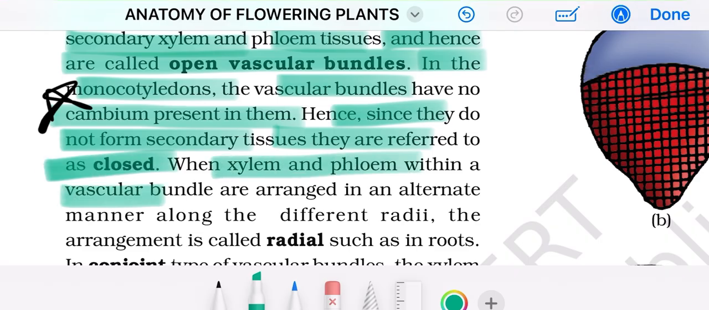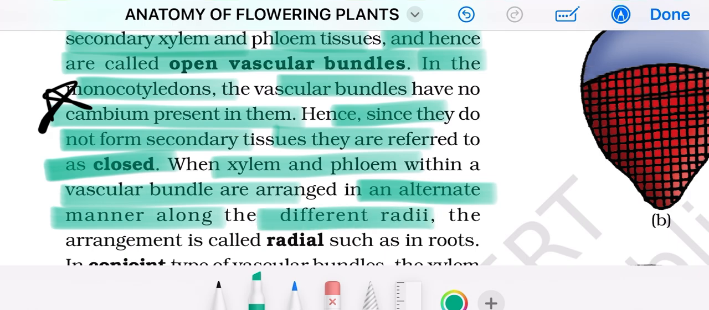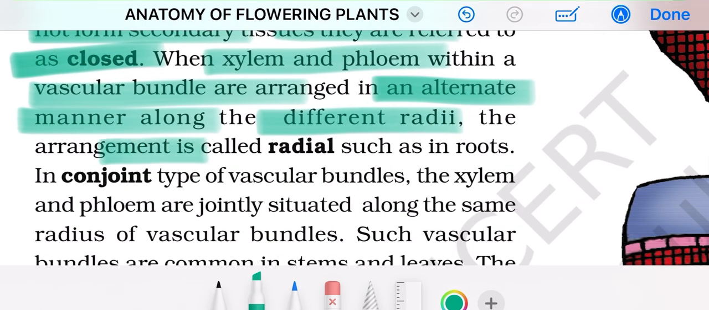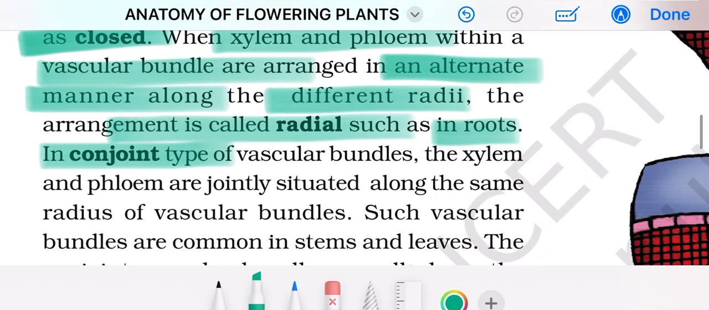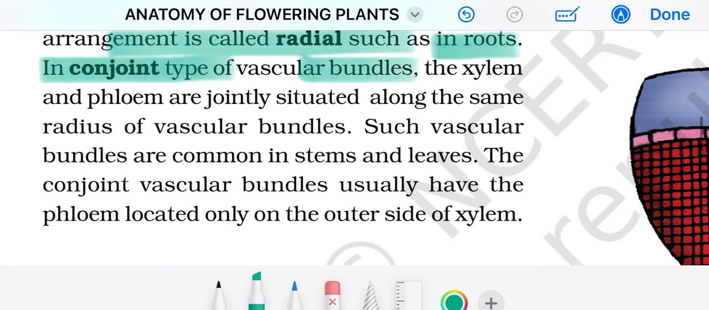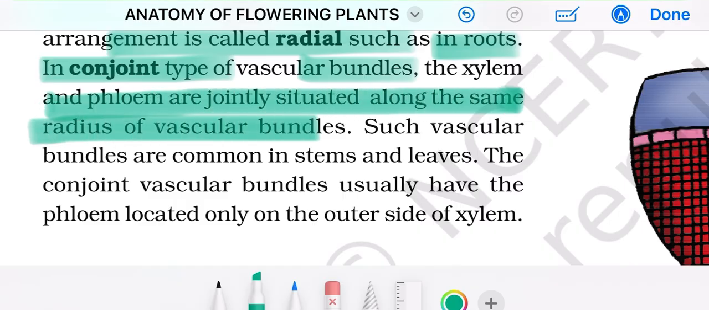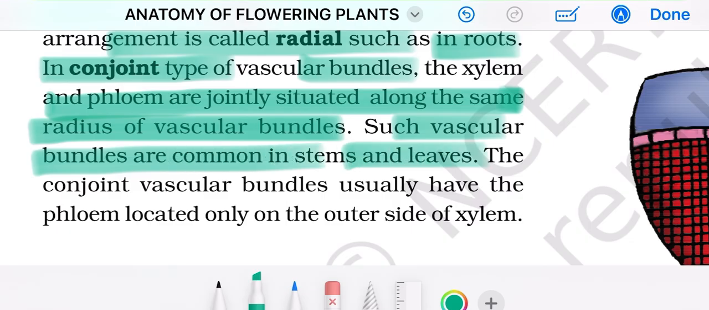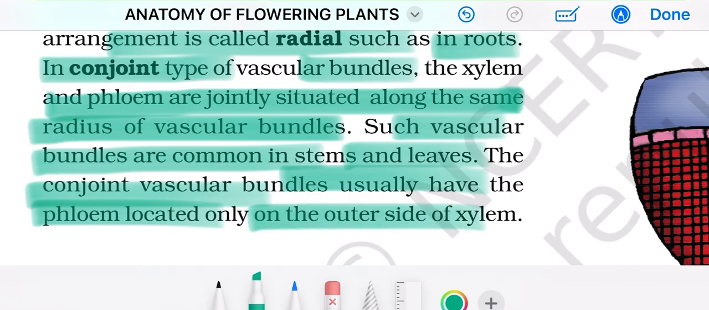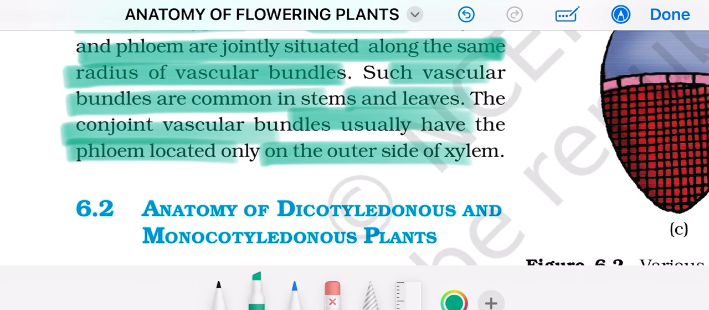When xylem and phloem within a vascular bundle are arranged in an alternate manner along the different radii, the arrangement is called radial, such as in the roots. In the conjoint type of vascular bundles, the xylem and phloem are joined and situated along the same radius of the vascular bundle. Such vascular bundles are common in stems and leaves. The conjoint vascular bundles usually have the phloem located only on the outer side of xylem.